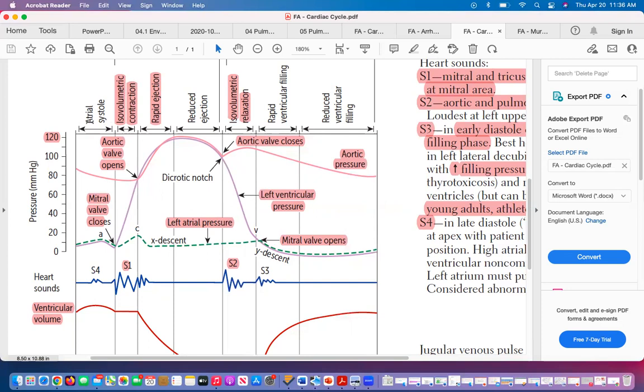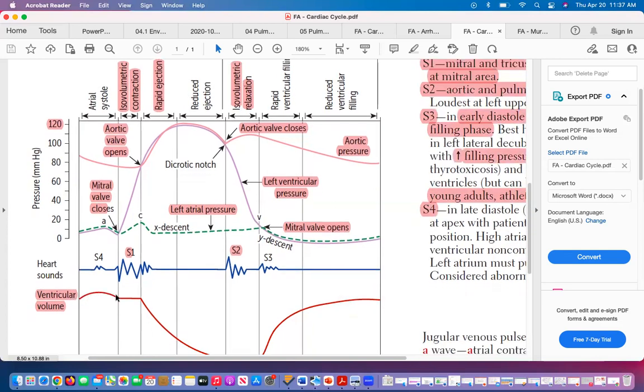The first phase that we are looking at is the atrial systole. Atrial systole, as you know, is a phase in which the atrium is contracting. That's why we call it atrial systole. And as you know, when the atrium contracts, the ventricular volume, shown here in red, is a little bit increasing, which makes sense because the blood is going from the atrium to the left ventricle. So the ventricular volume goes up.